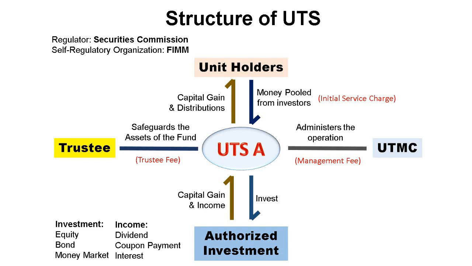The trustee will keep the money on your behalf. Why? In case the UTMC cabut with your money, the money cannot be touched. This is to protect you. And the trustee, they have their own law, the Trustees Act 1949. Trustees have a law to protect and hold the money, and they also cannot touch the money. They can only keep it on behalf.